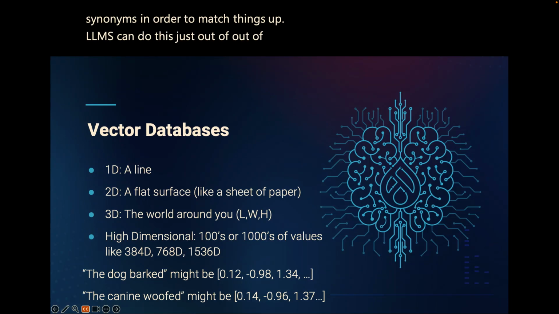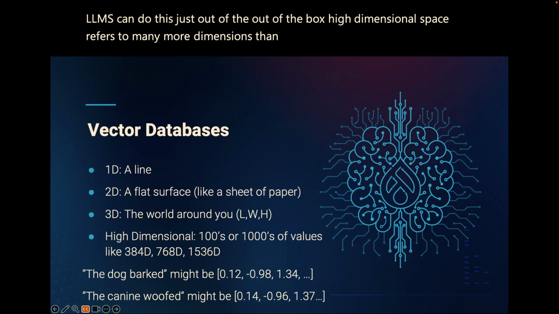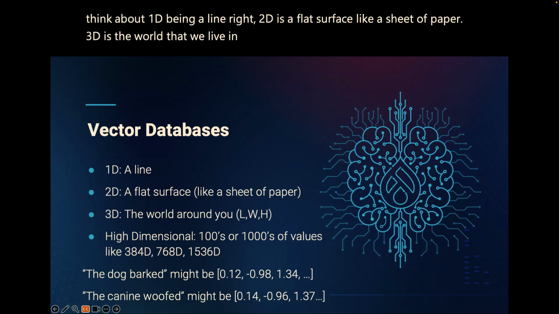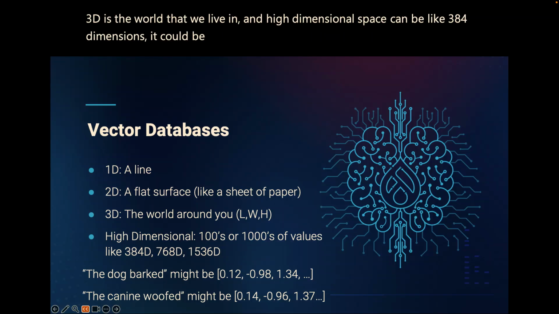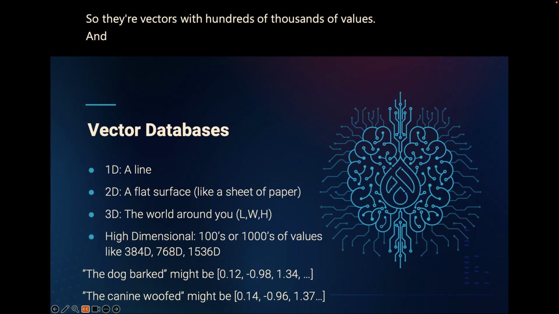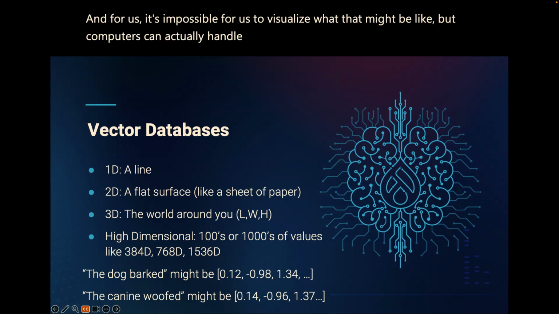High-dimensional space refers to many more dimensions than we normally understand. Think about 1D being a line, 2D is a flat surface like a sheet of paper, 3D is the world that we live in. High-dimensional space can be like 384 dimensions, 768 dimensions, or 1,536 dimensions. So they're vectors with hundreds or thousands of values. It's impossible for us to visualize what that might be like, but computers can handle those spaces quite nicely.